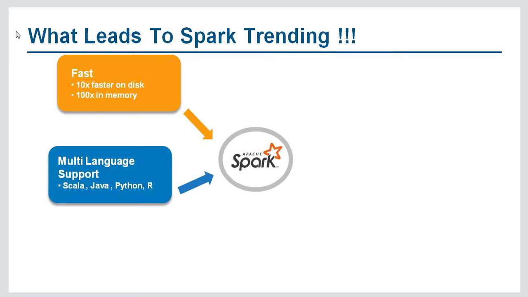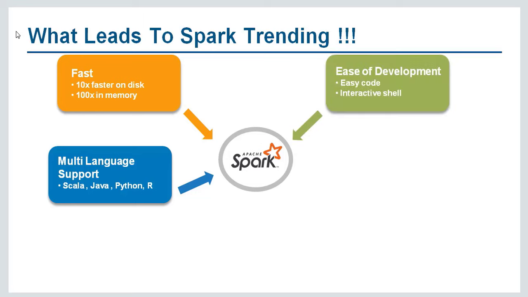It's multi-language support. Spark is polyglot, so we can write a program in multiple languages, for example Scala, Java, Python and R. Ease of development. Apache Spark offers simple APIs in Python, Java, Scala and SQL and rich built-in libraries.